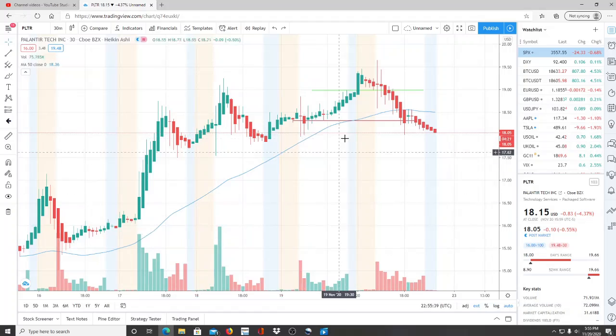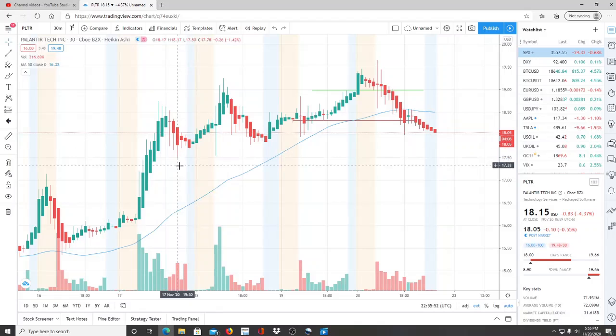Now, the lowest point reached in this whole sideways movement for the last couple of days is down here at 1751. I'd tell every single investor to write that down. I think that's probably one of the most important numbers to keep in mind.